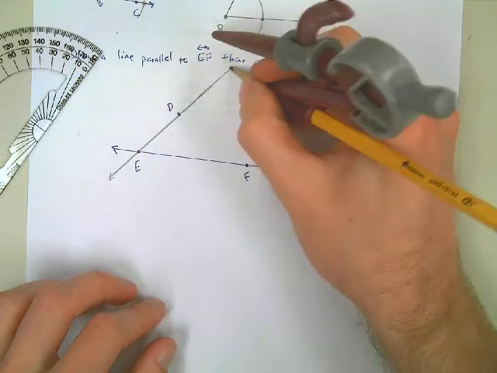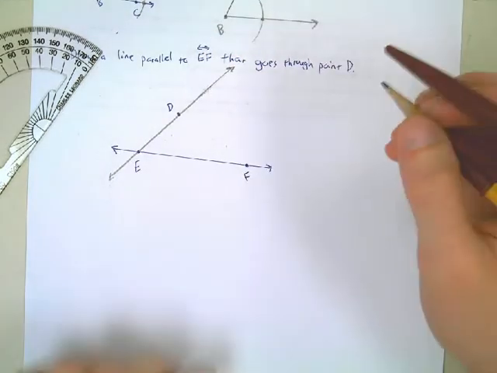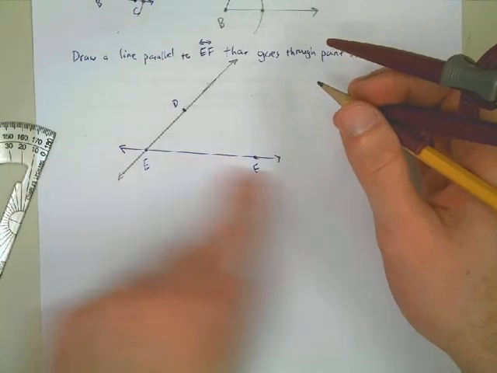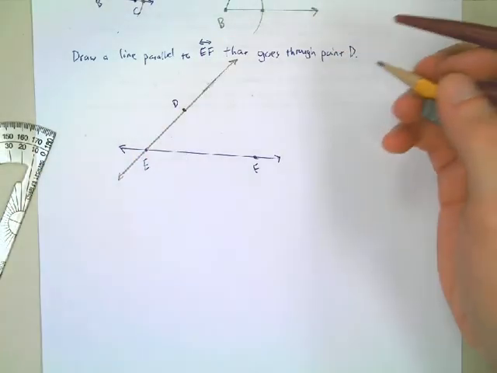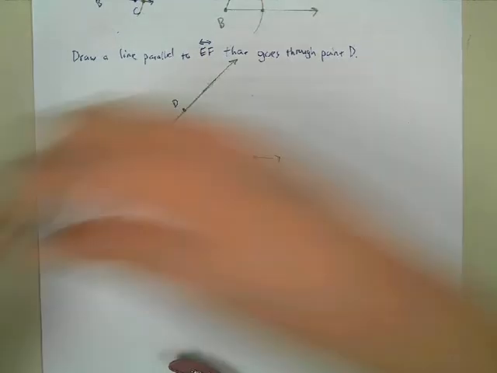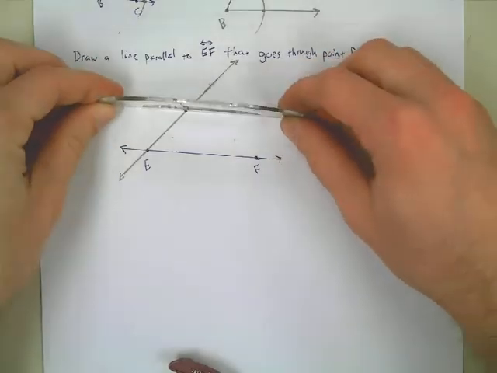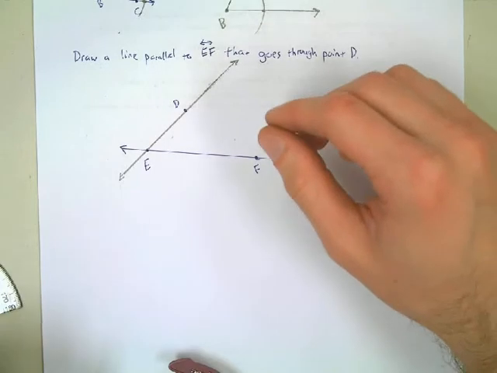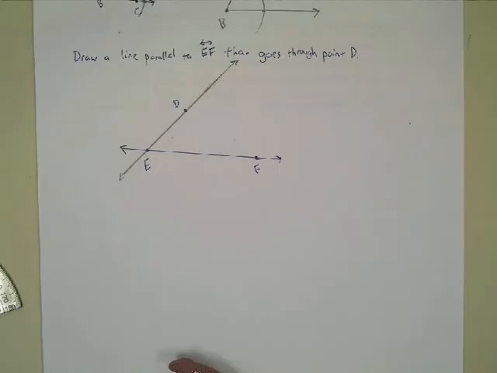Wait, what are we trying to do? We're going to draw a line parallel to line EF that goes through point D. So we're going to end up with a line that goes through point D like this, and it's going to be parallel. So when you copy the angle, you're drawing it somewhere else, right? You'll see. We're going to copy it too.